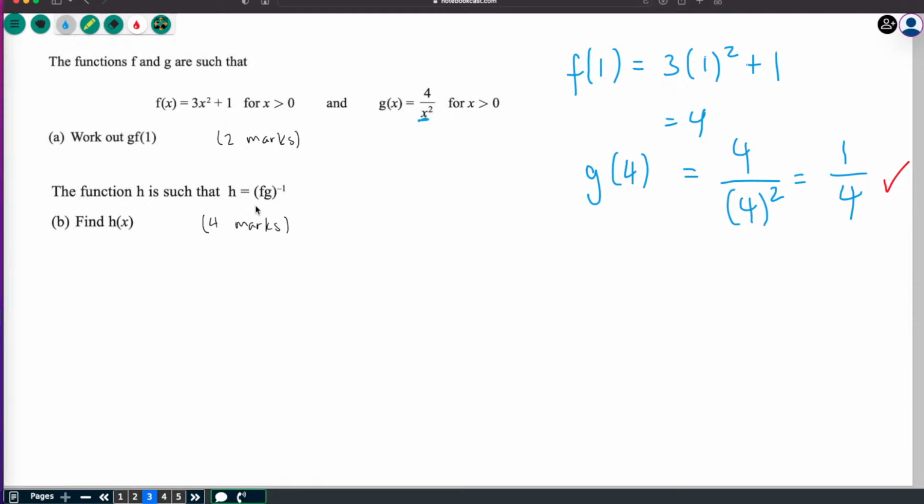Okay, now on to the second part. This is the 4-mark part. You'd say this is probably the most difficult part of this question. The function h is such that h equals f of g to the -1. What does that mean? That means inverse. And we'll talk about how you find the inverse of a function.